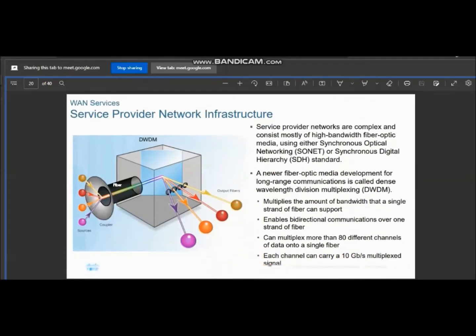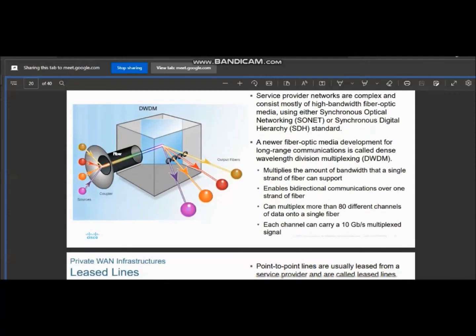Let's go first with the service provider infrastructure. Service provider networks are complex and consist mostly of high-bandwidth fiber optic media using the Synchronous Optical Networking, or SONET, or Synchronous Digital Hierarchy, or SDH, standard. A new fiber optic media development for long-range communication is called dense wavelength division multiplexing, or DWDM. It multiplies the amount of bandwidth that a single strand of fiber can support. It also enables bidirectional communications over the strand of fiber.